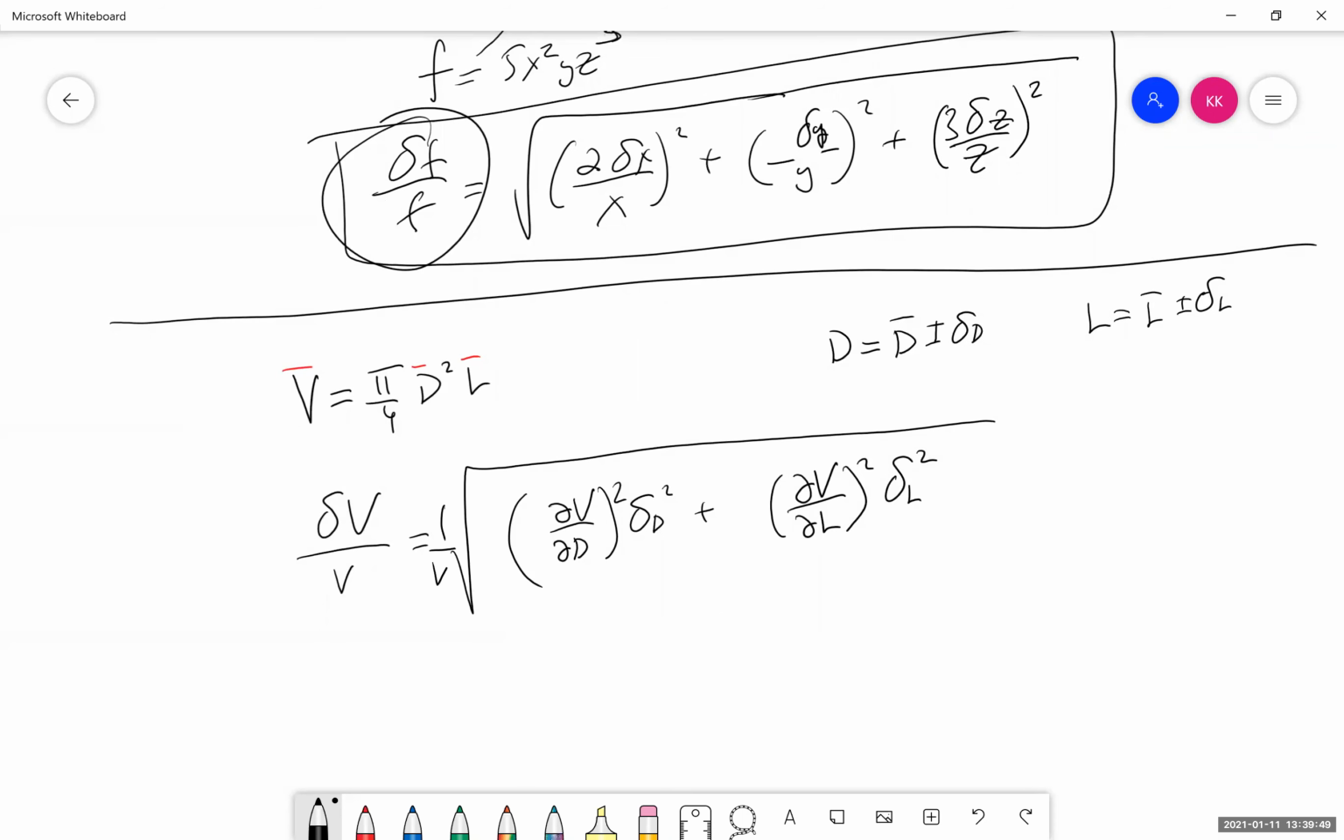And this is 1 over V, right? This is 1 over V. That 1 over V is on both sides. Okay, so this is my equation.